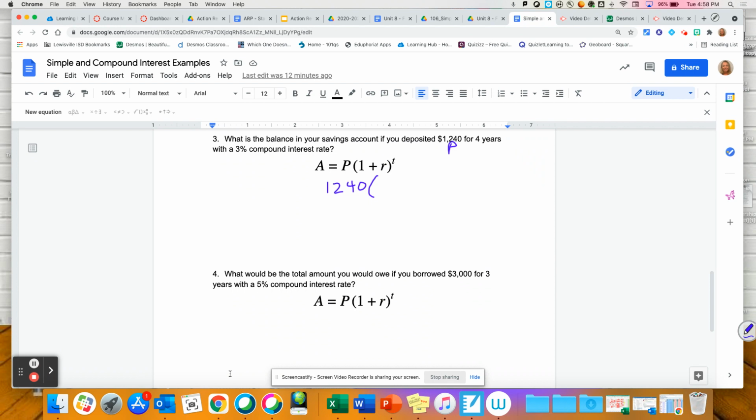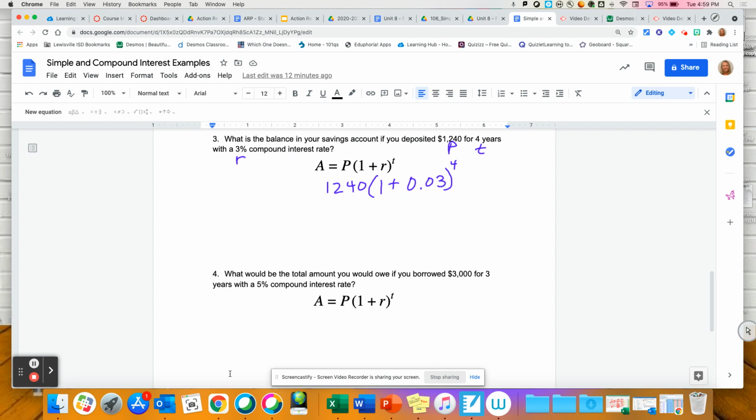We're going to open our parentheses, 1. And that 1 represents the fact that you've got your whole account that you're actually including in this problem in the end, plus the rate. So in this problem, the rate is 3%, and you're going to write that as a decimal or a fraction. 3% as a decimal is 0.03. Close parentheses. And if you notice, the t is actually raised into the exponent. So we're going to raise our time as your exponent for 4 years.